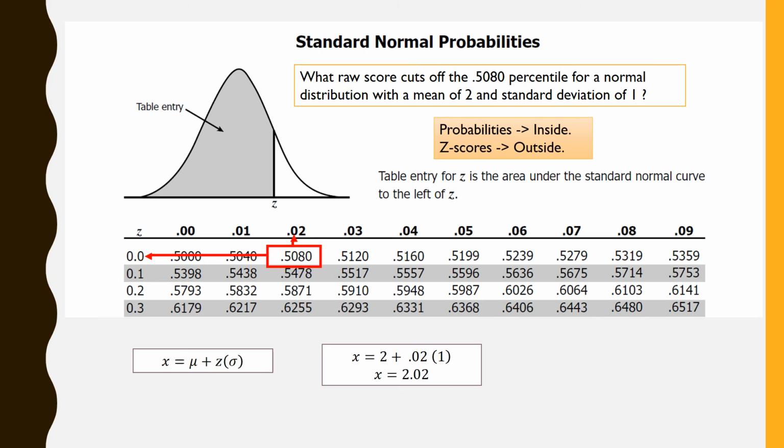So here we went from a percentile of 0.5080, and we found out what raw score cuts off at that percentile for a normal distribution with a mean of 2 and a standard deviation of 1. So this problem is backwards to the ones that we have been doing before. So just pay attention to what the question is asking for.